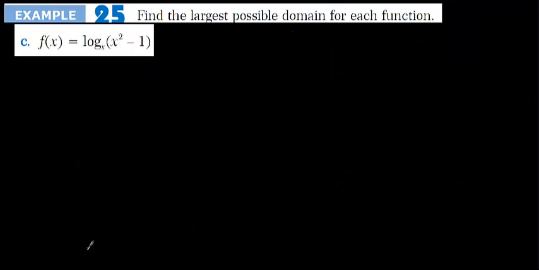Okay, now the logarithm with base x squared minus 1. X squared minus 1 should be greater than 0, sorry, this is greater than 0. This is the first case, but here we also have one more condition. X, which is the base here, must also be greater than 0. So we are going to get the solution of both of them.